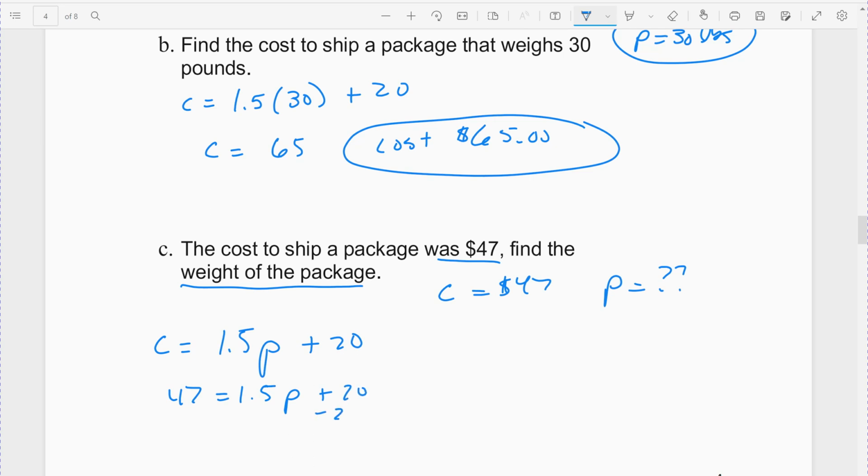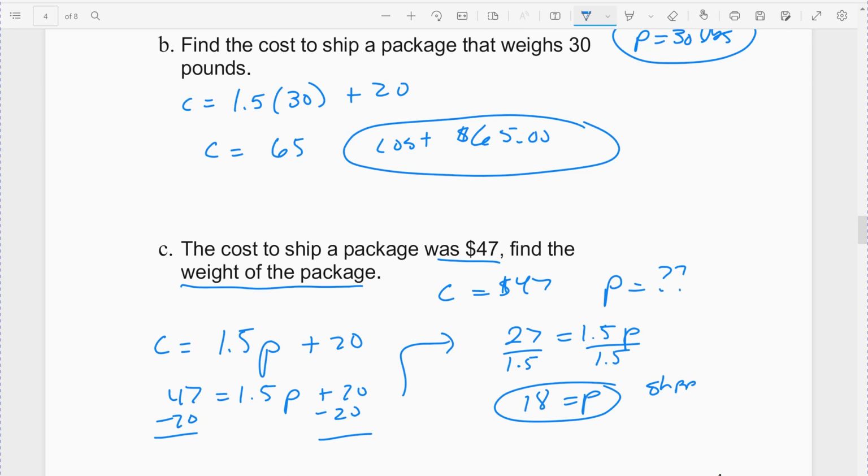So first thing you're going to do is subtract 20. And I'm going to go over here to give myself a little more room. So 47 minus 20 is going to give me 27, equals $1.50 times pounds. Divide by the $1.50. So take 27 divided by $1.50, and that comes out to 18. So that means they shipped an 18-pound package.